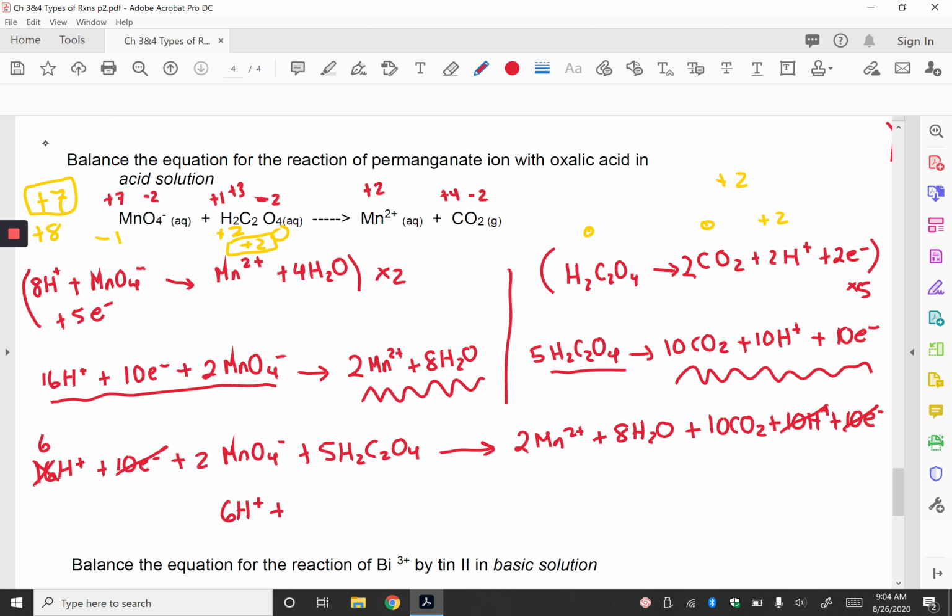6H+ plus 2 MnO4- plus 5H2C2O4 yields 2 Mn2+ plus 8H2O plus 10 CO2.